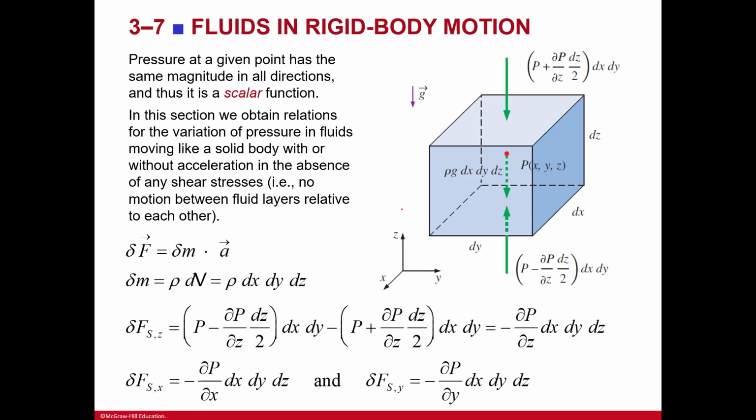Fluids in a rigid body motion. Pressure at a given point has the same magnitude in all directions. We talked about that. It doesn't matter. Here's this point, it's going to be going everywhere. So pressure is at all magnitudes, right? In this section, we obtain relations for the variation of pressure in fluids moving like a solid body with or without acceleration in the absence of any shear stresses, motion between fluid layers relative to each other. So these are a bunch of formulas that's analyzing the densities and the changes and displacement of that point and the scalar function.